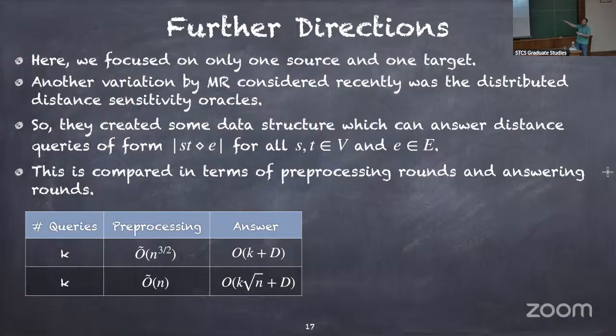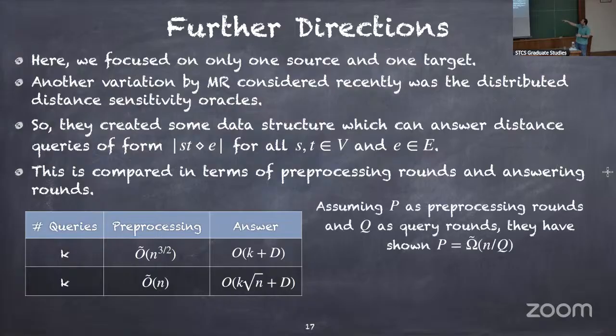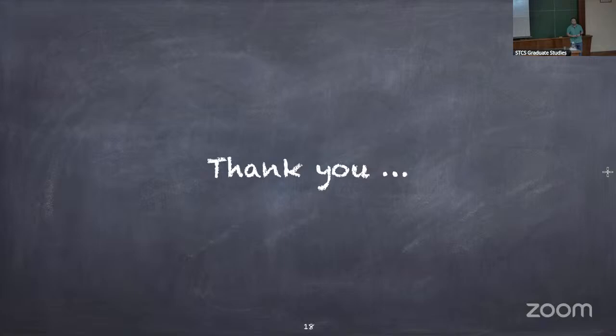That is the upper bound, and then they have given a lower bound, where P is preprocessing and Q is query rounds. There is another gap between their lower bound and upper bound. So that's one direction, and increasing the number of edges is also another direction. So thank you.